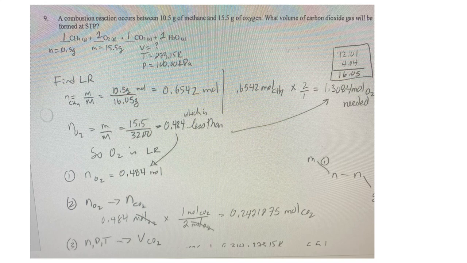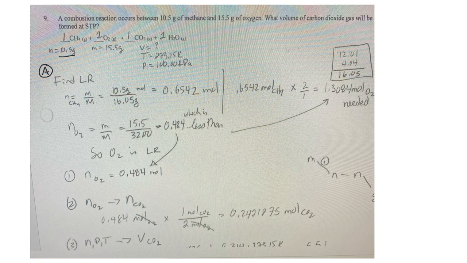Okay, here's a limiting reactant question. Let me just sort of talk you through what I'm thinking about for the question. So the first thing you need to do is to find which is the limiting reactant. And you do that by first finding out how many moles each of the reactants have.